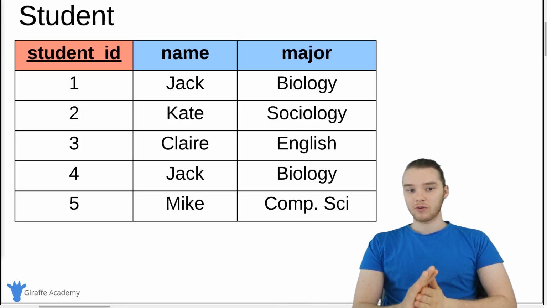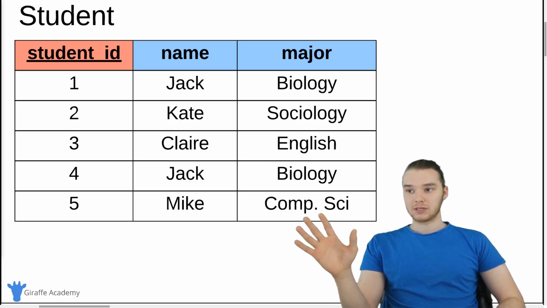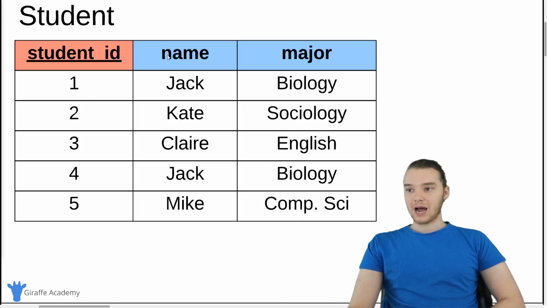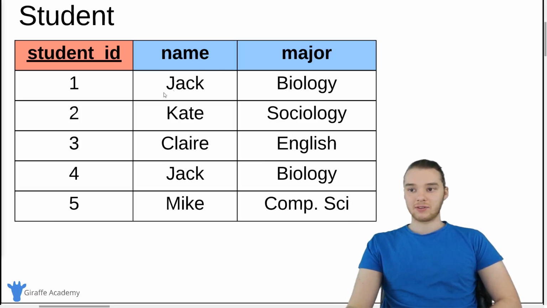So let's get started. Over here, I have an example of a table, and this is a student table. And so the student table defines specific information about a student. So up here we have the column names: the student ID, the name of the student, and then the major. So I'm storing three pieces of information about each student, right? They have their ID, their name, and their major. So over here we have Jack, his student ID is 1, and he's majoring in biology. Down here we have Claire, her student ID is 3, and she's majoring in English.